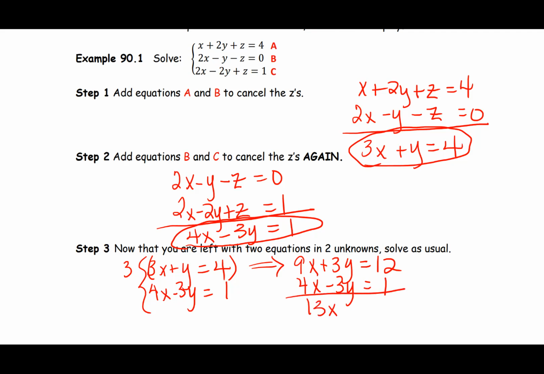So add it up, you get 13x is equal to 13, which means that x is equal to 1. And if you plug that back in to either of the equations that we had over here, I'll plug it in to 3x plus y equals 4.